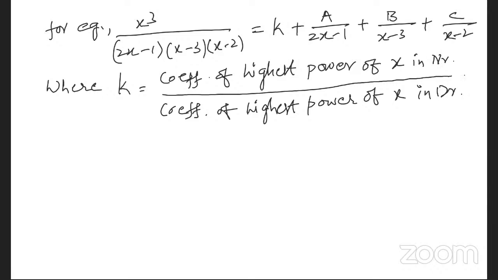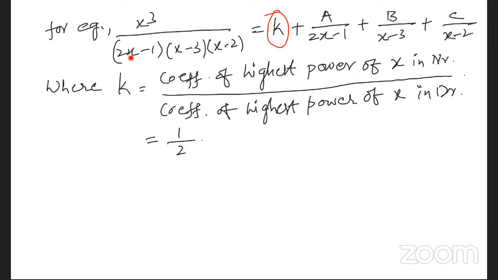So what is the coefficient of the highest power of x in the numerator? It's 1. And what is the coefficient of the highest power of x in the denominator? If you multiply all these, you'll get a cubic expression, and the coefficient will be 2. 2x into x into x will be 2x cubed. Therefore, the coefficient of the highest power of x in the denominator will be 2. So in the numerator it is 1, and in the denominator it is 2. So k will be half. Here you substitute half plus, and then you can resolve into partial fractions.